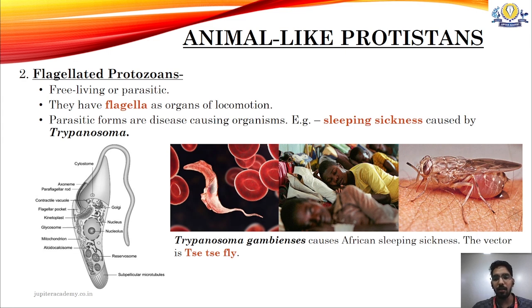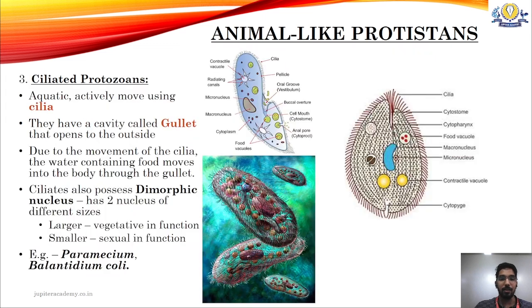The vector is the tsetse fly, which is nothing but the organism which helps in the spread of Trypanosoma. So when a tsetse fly bites us, or infects us with Trypanosoma, we get African sleeping sickness. So the tsetse fly acts as a vector.